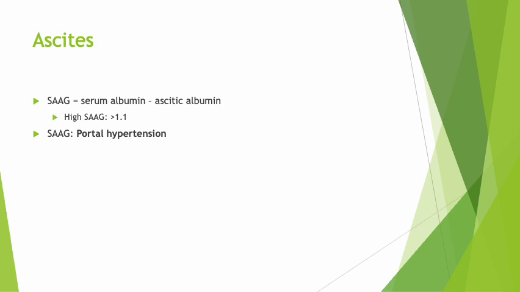SAAG is going to be your serum ascites albumin gradient. It's the difference between the albumin in the serum and the albumin in the ascitic fluid. And a very easy way to remember this is that it goes in order. The S is the first letter, so you're going to start with the serum albumin.